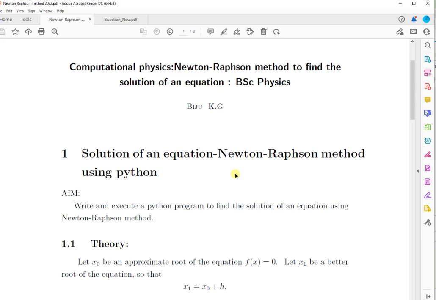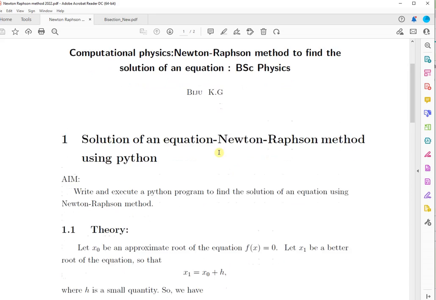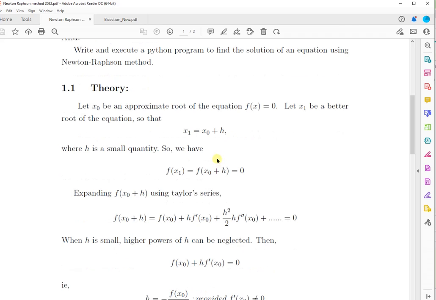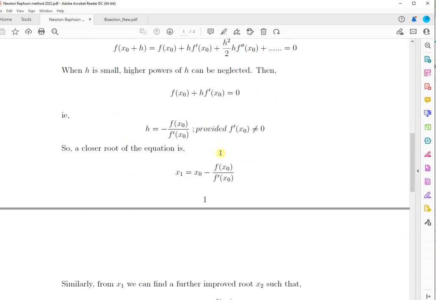Good morning. We have discussed in the previous classes about Newton-Raphson method to find the solution of an equation. Today we are going to discuss the Python program to find the solution of the equation using the Newton-Raphson method. In this method, first of all we have to find an approximate solution of the equation. If x0 is an approximate root, then x1 is equal to x0 minus f of x0 by f dash of x0. That will be a closer solution of this equation.